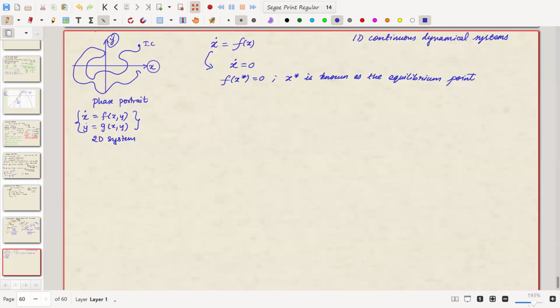So x dot equal to 0, what does it mean? The rate of change of x is 0. That means x is not changing; x is a constant. So you can see that is the same concept as a fixed point. But since it's a continuous process, we call this equilibrium. So in order to find the equilibrium point of a 1D continuous system, you have to set x dot equal to 0, or f of x equal to 0.